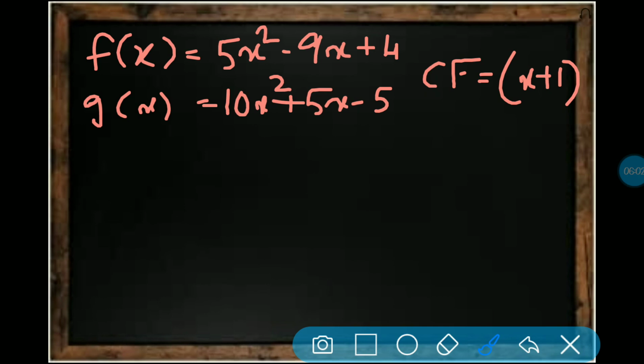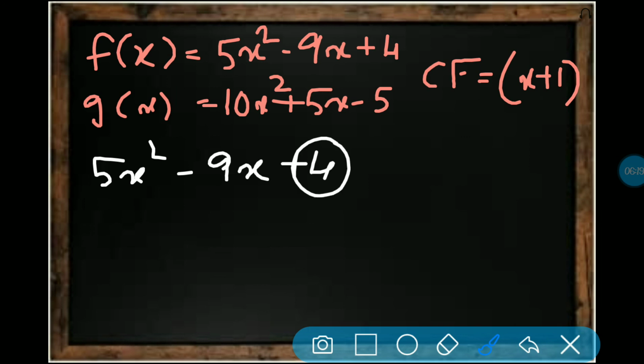So let's see. Now what we have to do is just find factors for them, right? As I told you, the common factor is x plus 1, and we have to verify whether it is correct or not. First we will find for f of x: 5x square minus 9x plus 4.